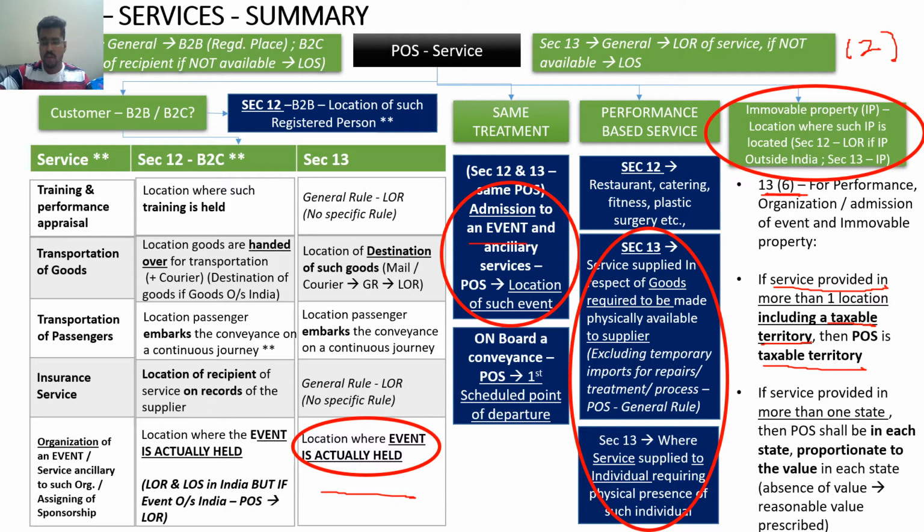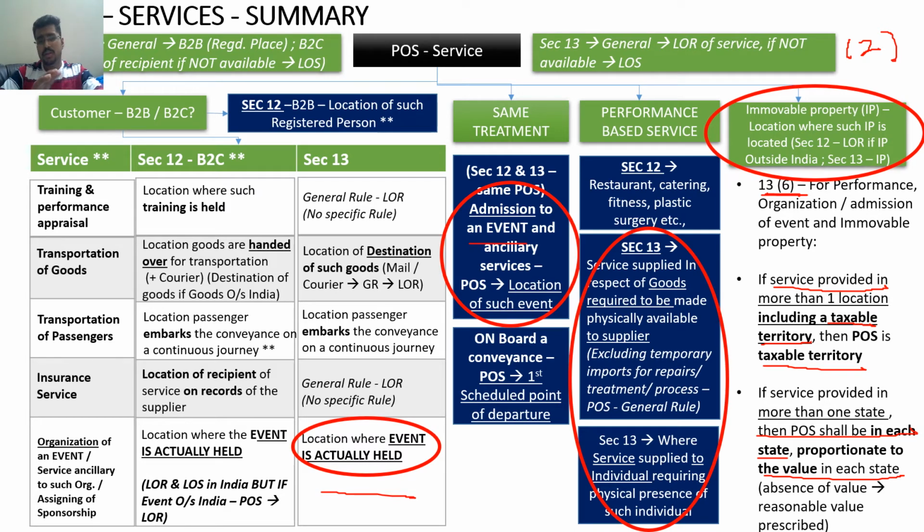It also says if the service is provided in more than one state, let's say it is happening in Maharashtra, Tamil Nadu, Karnataka, right? So then the place of supply shall be in each state proportionate to the value in each state, right? So let's say you are asking an event manager to organize events in these three states. Let's say he is organizing IPL in these 3-4 states, right? So the service is provided in more than one state. So now how will you determine which place the service is provided?